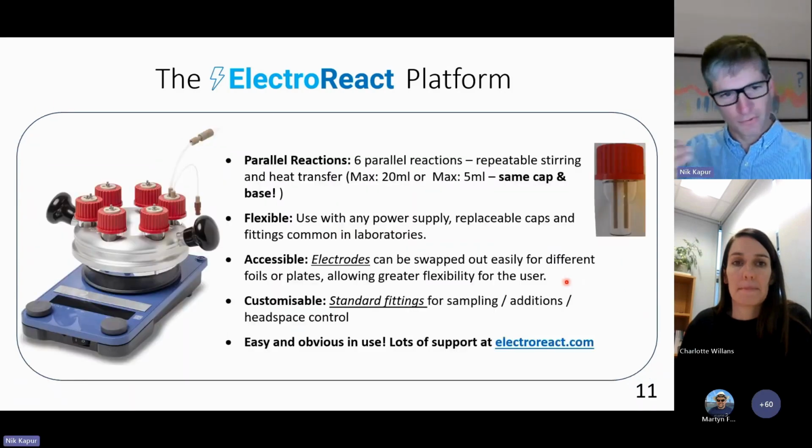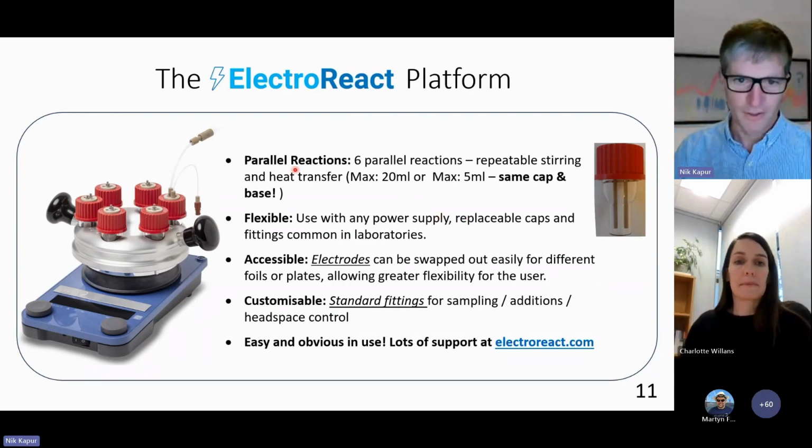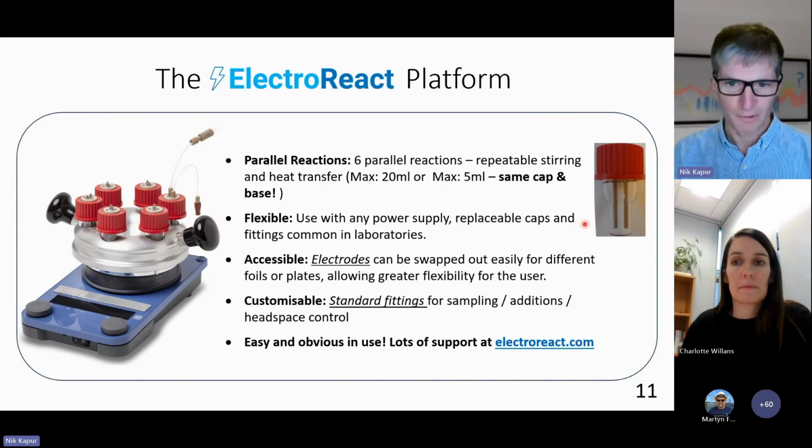So this just kind of lifts out some of the benefits and some of the features of the system. I'll just run through these quickly. It allows for parallel reactions, so up to 6. There's really good repeatable stirring and heat transfer. And the bottles are nominally 20 millilitres, or 5 millilitres over on the right-hand side. So this is a reduced volume bottle for using smaller quantities of material.